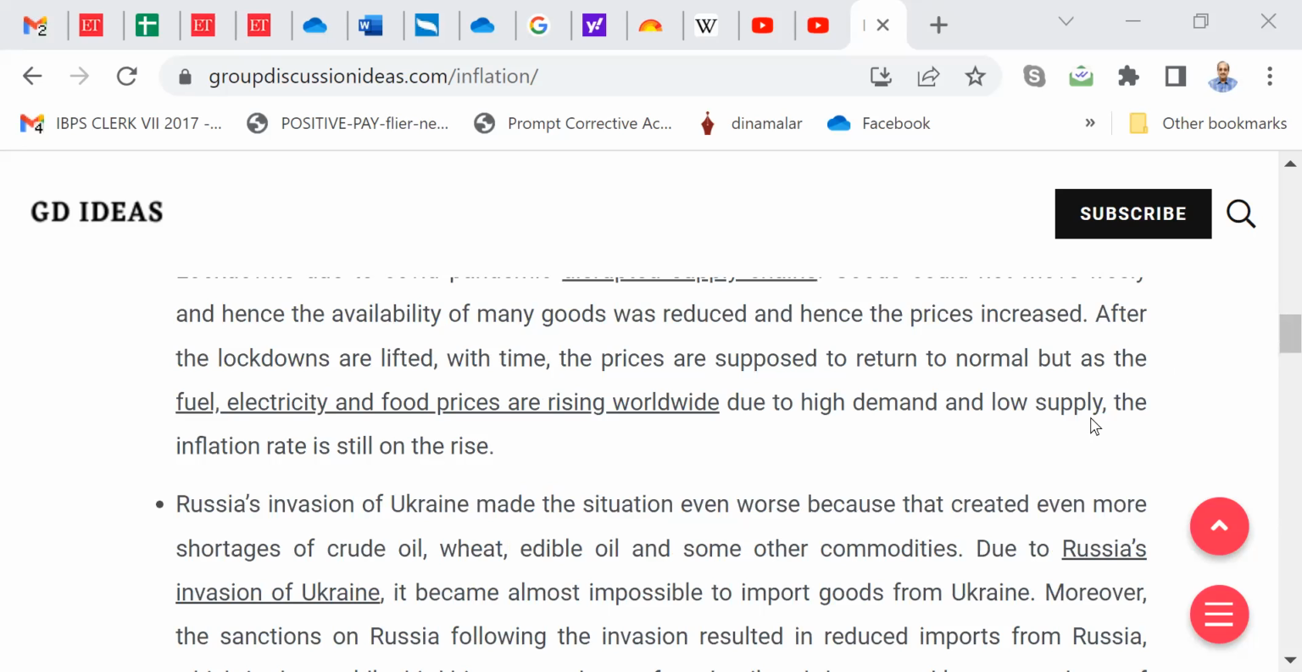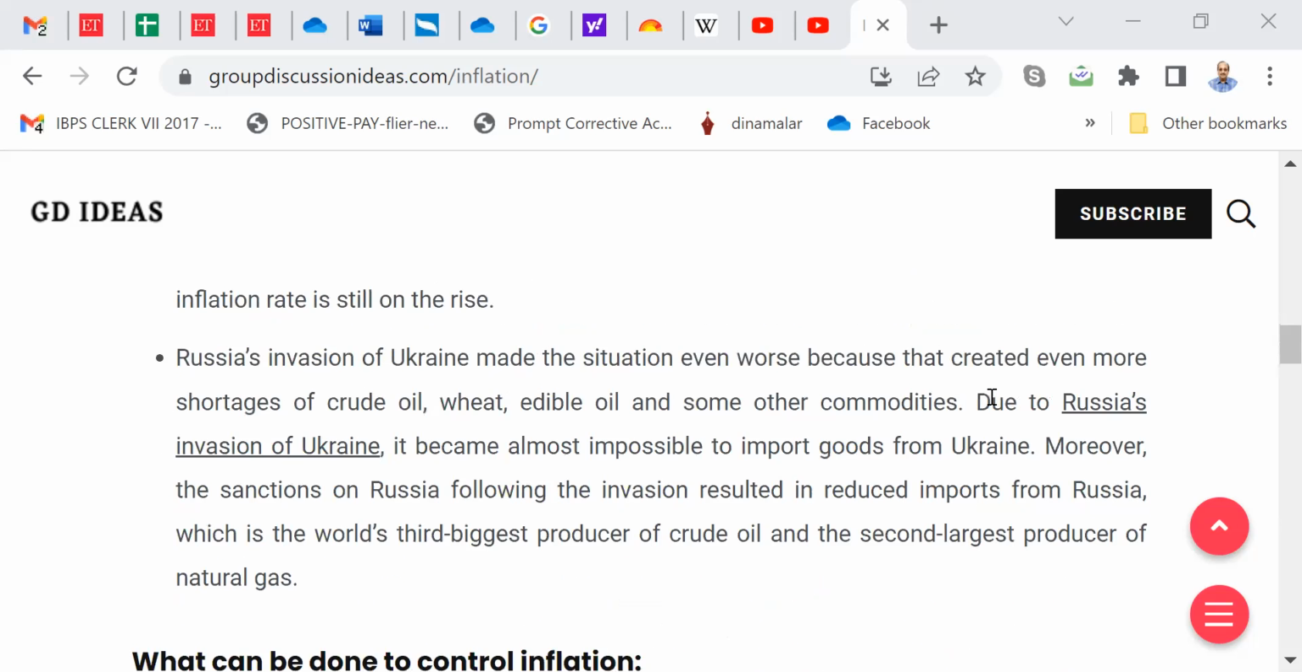After the lockdowns are lifted, with time, the prices are supposed to return to normal, but as the fuel, electricity, and food prices are rising worldwide due to high demand and low supply, the inflation rate is still on the rise. Superb. I appreciate you. This time you went on very nicely. For that comma, you gave some time and read it. Good. I'm very happy. Next, who would like to read? Next is Swarnim Raut. You did very well.